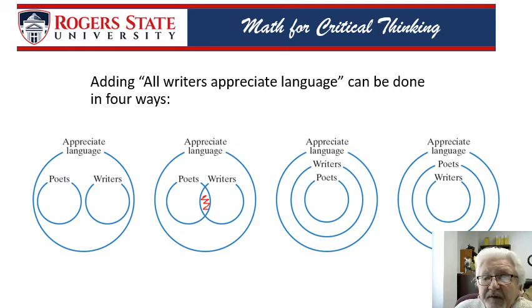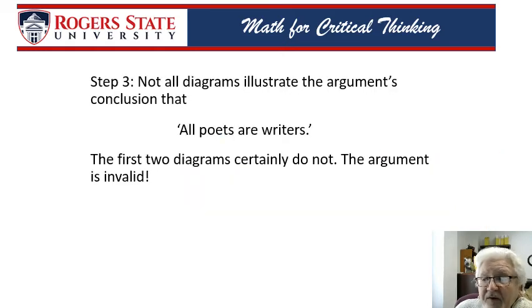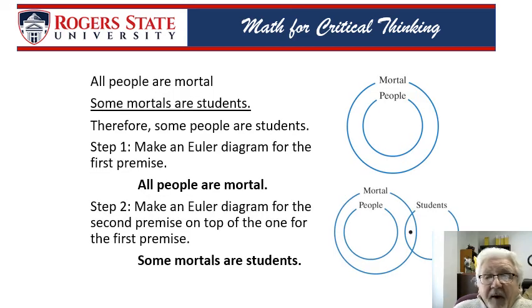Now, which one did we say? Well, not all diagrams illustrate the argument that says all poets are writers. The first two certainly don't, so the argument is invalid. For it to be valid, all images have to completely contain it. So how about this one?